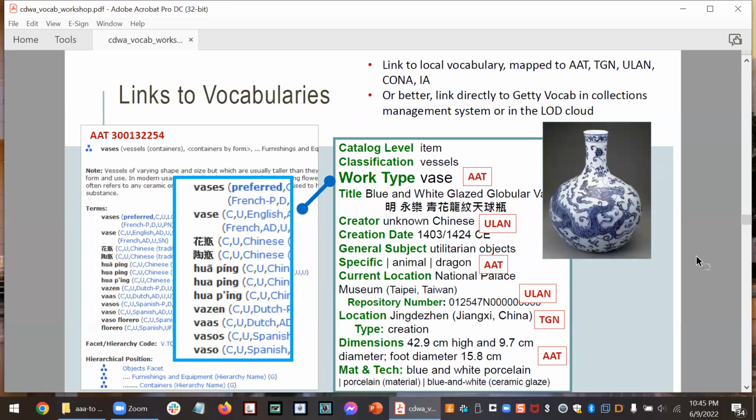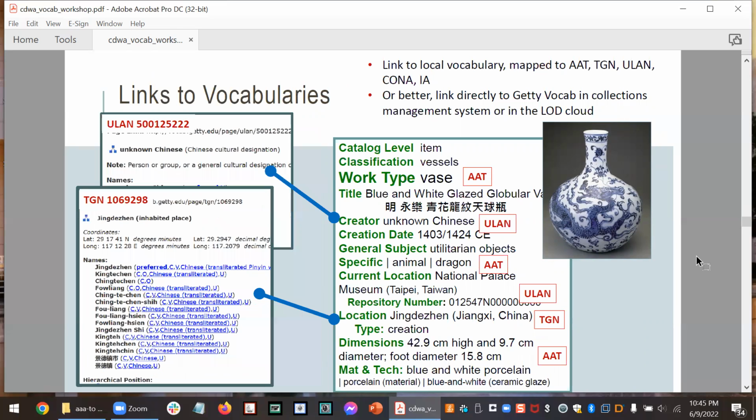Linking to vocabularies are types of relationships. So we've talked about this already. In this case, a vase, the work type linked to the AAT, the place of creation to TGN, and the creator to ULAN. And in this case, even though it's unknown Chinese, we do advise that you put something in that field, don't leave it blank, and there's a value for that to which you can link in ULAN.